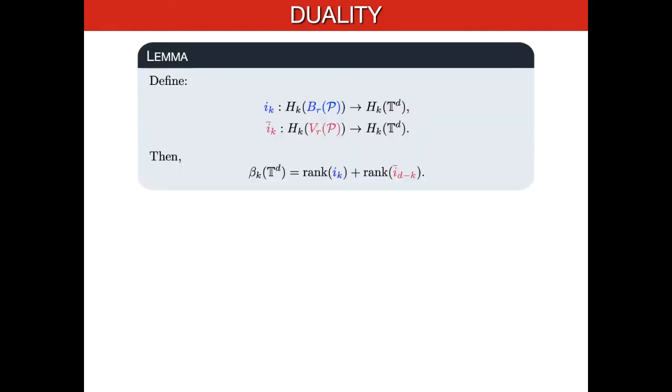Now, for handling the other dimensions, we're going to need some kind of duality statement. What we're doing is duality between the occupancy and vacancy processes. I defined, I think, i_k before, the map induced by inclusion from the union of the balls to the torus. I'm going to call it i-bar, the induced map for the vacancy process. So I'm looking at the complement of the balls and asking how cycles there are mapped to the torus. The duality statement we use is that if I take the rank of i_k, namely how many giant cycles I see in the occupancy, and add to it the number of giant (d minus k)-cycles I see in the vacancy, they sum up to the total number of cycles, which is beta_k of the torus.